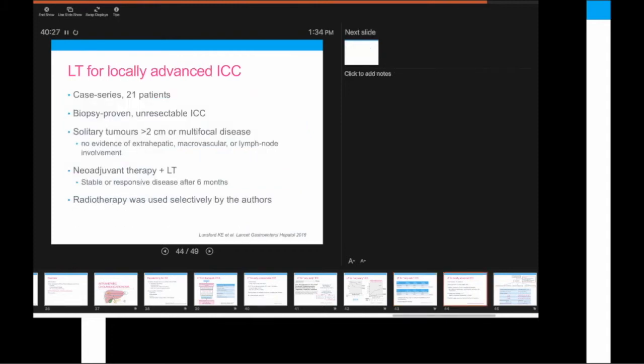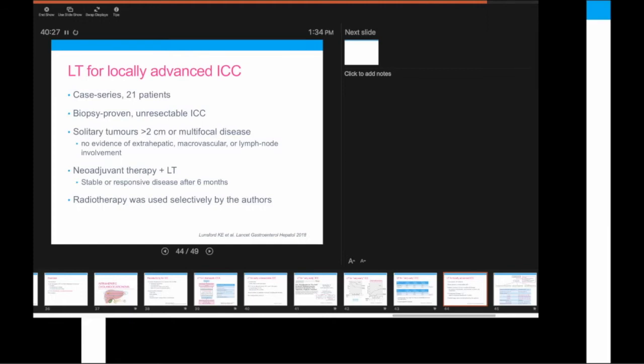So more recently in 2018, the group in Texas evaluated transplant for locally advanced intrahepatic cholangiocarcinoma. It's a small case series. They were able to include 21 patients. These patients had biopsy-proven unresectable intrahepatic cholangiocarcinoma, and they described locally advanced as single tumors greater than 2 centimeters or multifocal tumors. These patients did not have extrahepatic disease, macrovascular invasion, or lymph node involvement. These patients underwent neoadjuvant therapy followed by transplant, and they had to have stable or responsive disease after 6 months of neoadjuvant therapy before they could undergo transplant.